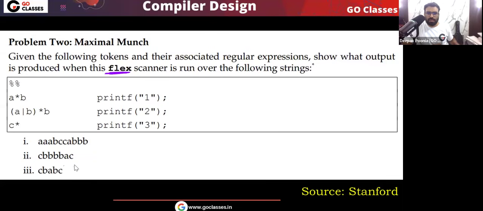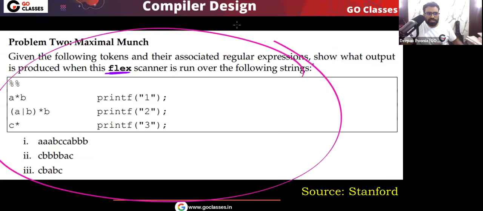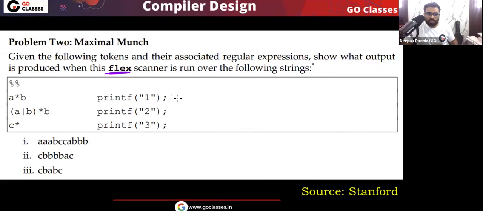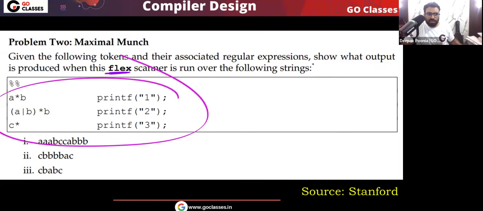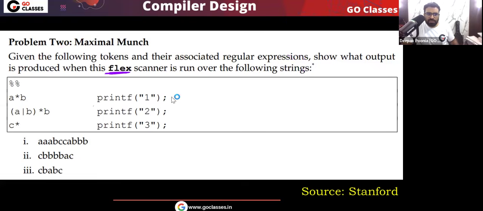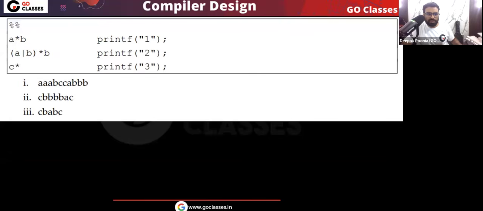Now let's come back to this Stanford question. Let's solve it. So this is the specification for a lexical analyzer. We have three tokens: token 1, token 2, token 3, and these are the corresponding regular expressions. These are the input character strings, or I can say character streams, and we need to find what will be the output. So let's solve all these three questions one by one.